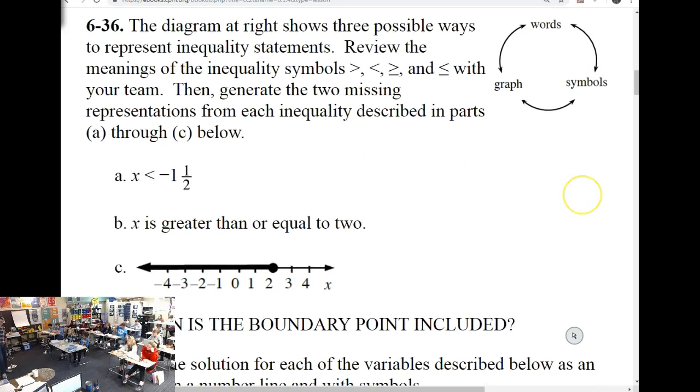So, as we go through A, B, C here, if it's in a symbol relationship, write the words and make the graph. If it's in the words, make the graph and write it with symbols. If it's already graphed, write it with words and write it with symbols. Make sense? So the two that are not provided for A, B, and C, put those on your paper. Please and thank you. If anyone is confused, please raise your hand. Actually, I'm going to give you a minute or two to work on that. I will be right back.